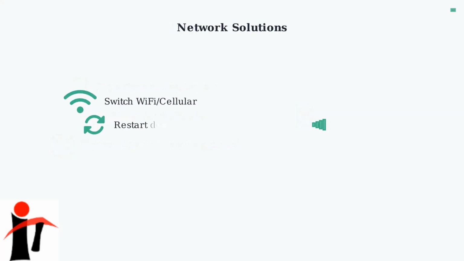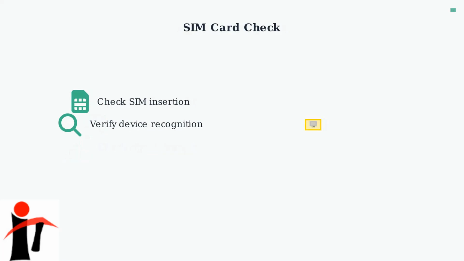Network connectivity issues often cause ACT code problems. Switch between Wi-Fi and cellular data to find the most stable connection. Check your SIM card installation. Ensure it's properly inserted and recognized by your device. A loose or damaged SIM card can cause authentication failures.